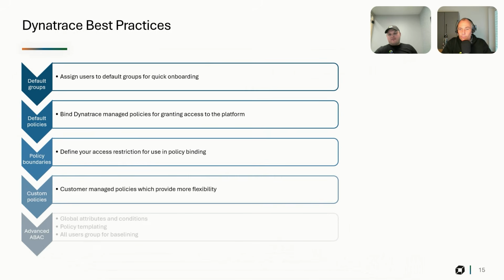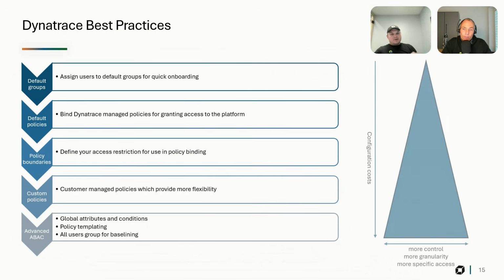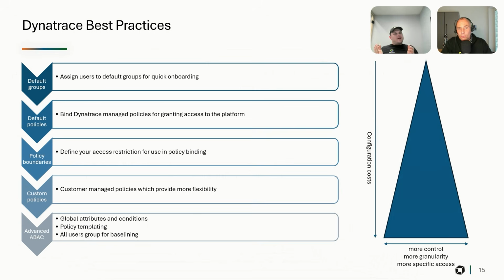And then even further, the advanced topics like all users group, global attributes and conditions, where you can have time-based restrictions and so on. So the further you go down, the more complex it gets, but the more granular it also gets. So the point I'm trying to make, also with the previous slide, is you also have to weigh it out. What is now necessary? Do I really have these granular requirements? Because of course they come with additional configuration costs.